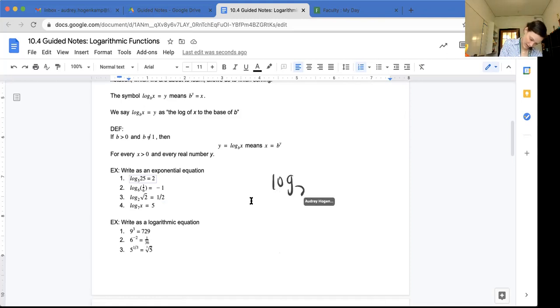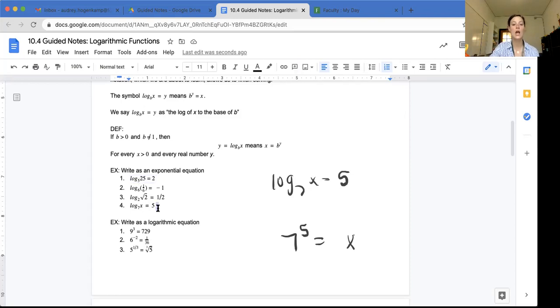Log base 7 of x equals 5. 7 to the 5th is equal to x. And then we could figure out what 7 to the 5th was if we wanted to further solve for x. But right now we're just practicing going between logarithmic and exponential notation. So hopefully that wasn't too bad.